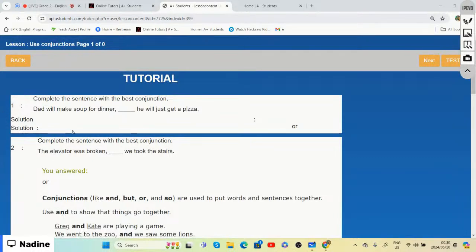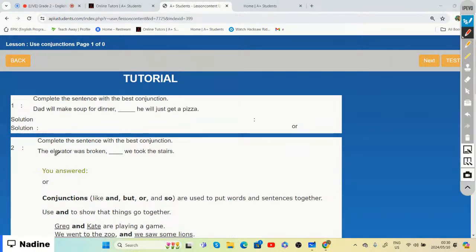All right, so now let us do our activity and then we go on to our test. Dad will make soup for dinner. He will just get a pizza. So dad will make soup for dinner. Do we say and he will just get a pizza? Or do we say dad will make soup today? Or he will just get pizza, but he will just get pizza, so he will just get pizza. What is the correct conjunction that we need to add over there?